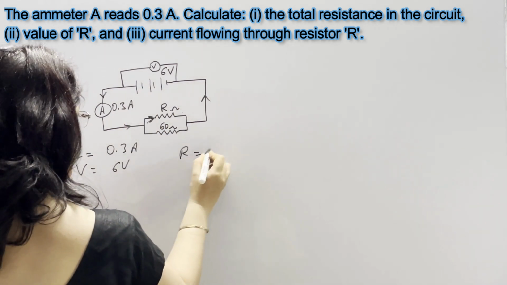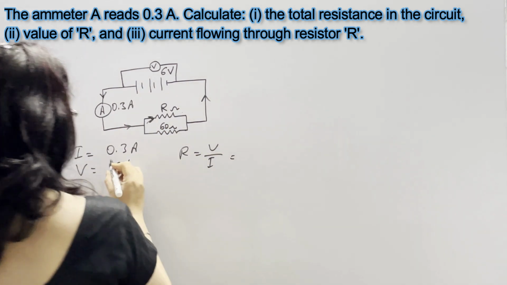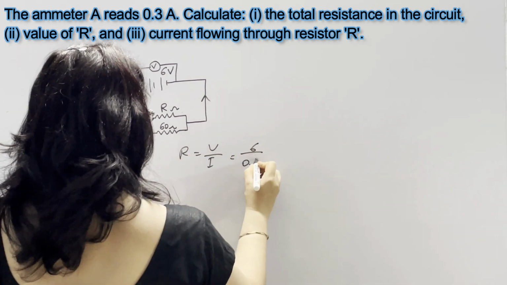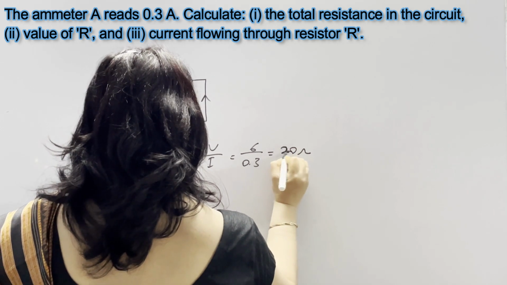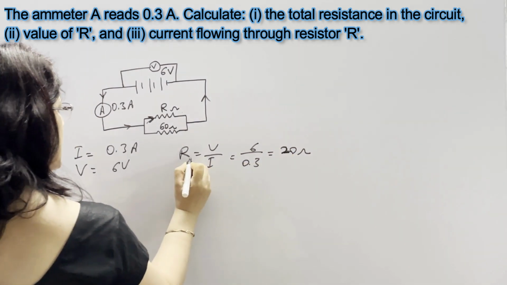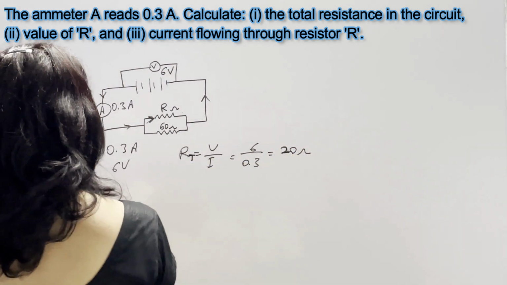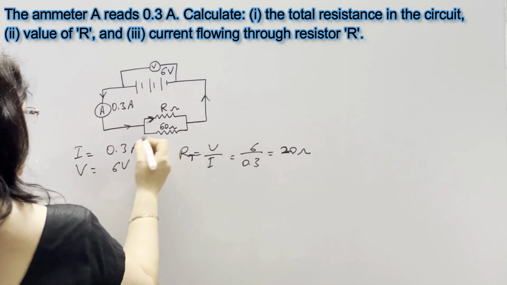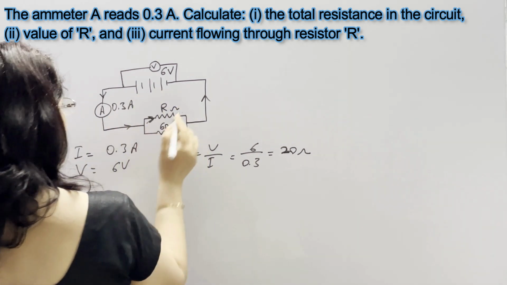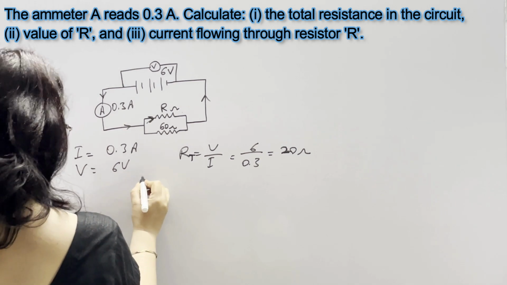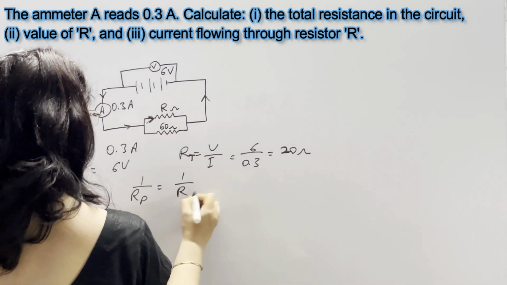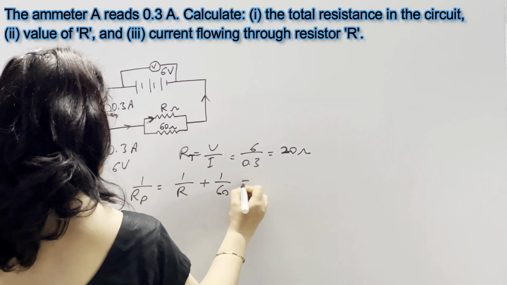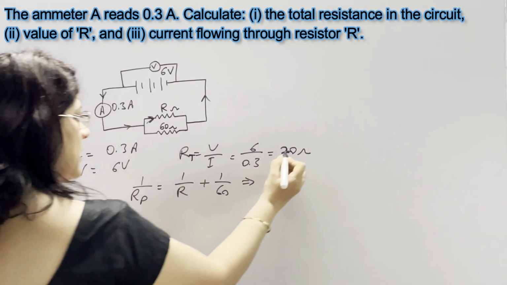So R is equal to V upon I. V is 6, I is 0.3. It means 20 ohm is the value of the total resistance in the circuit. This is the total resistance in this circuit. It means in this parallel combination, 1 upon Rp is equal to, these are connected in parallel, 1 upon R plus 1 upon 60. Value of Rp is 20.